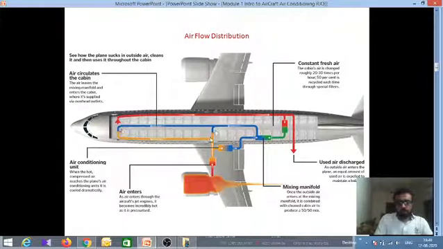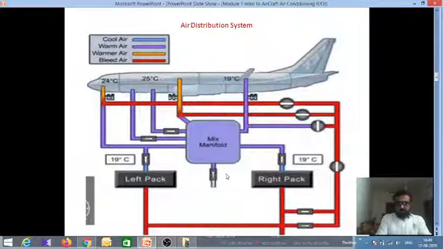Okay, so that has been there. Now whatever is left, it is sucked out and thrown out to discharge, and some part is recirculated. So this is the recirculation part. This is what the airflow distribution inside the aircraft means.